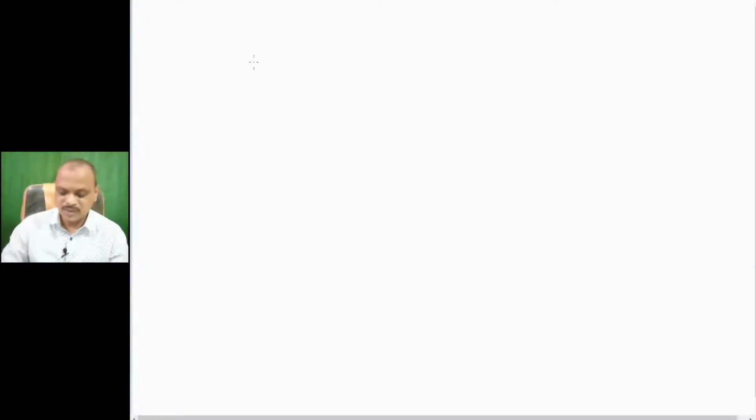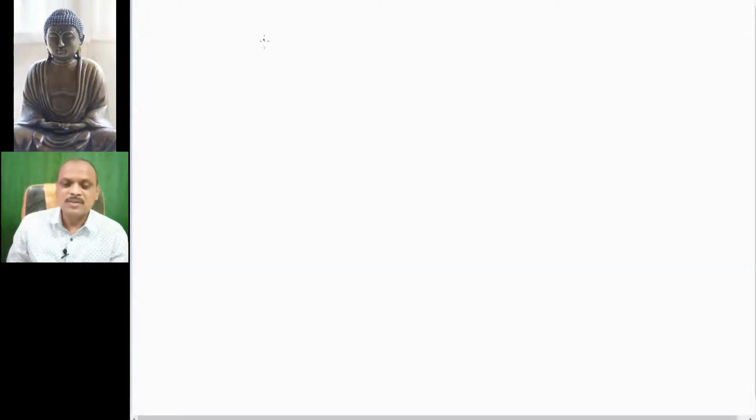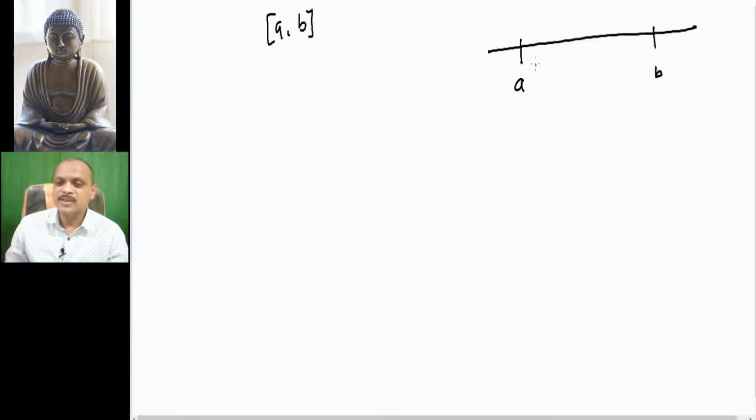Friends, consider a closed interval a comma b. Suppose this is a closed interval a comma b on the real line. If a is here and b is here, then we can take points in this region as x1, x2, x3, and so on. Then we see that these points divide the closed interval a to b.